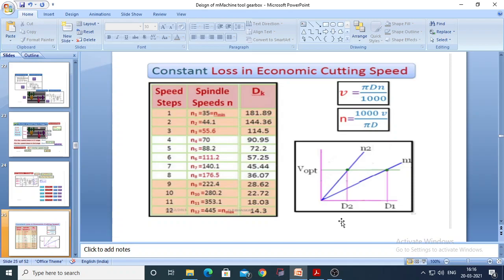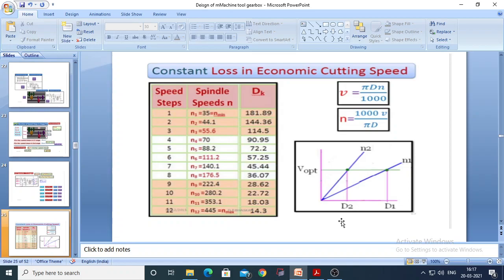Sometimes you will be asked, what is the advantage of the geometric progression law? Out of the three laws, arithmetic law, geometric progression law and harmonic progression law, we choose the geometric progression law. Why do we choose it? The first advantage is that there is a constant loss in economic cutting speed in the total speed range. That's why we choose the geometric progression law. The second advantage is a better gearbox design feature. The disadvantage is poor performance in the low spindle speed range, but we get better advantages overall.